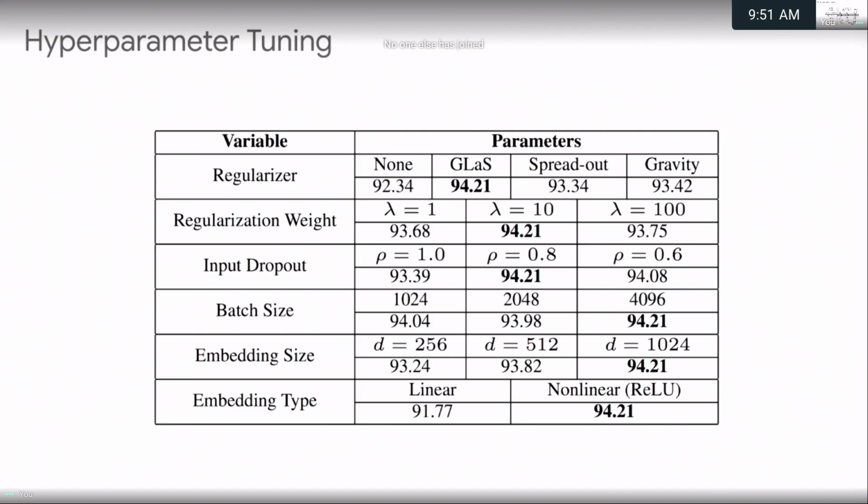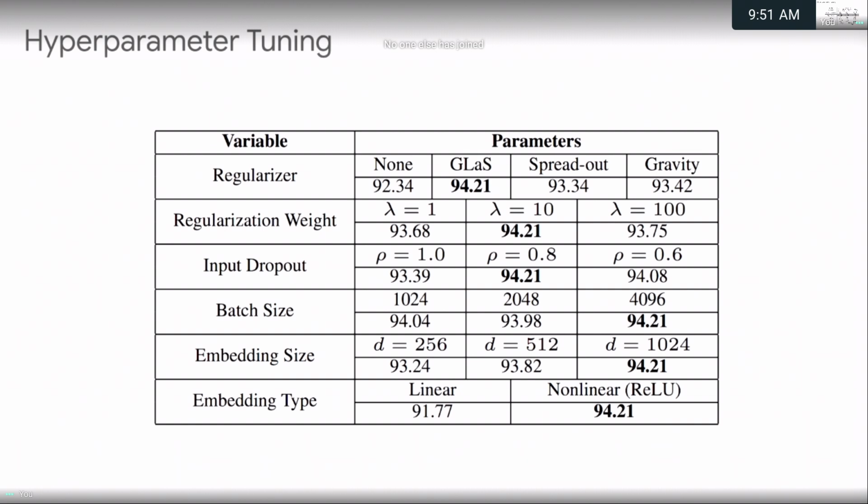So here is some hyperparameter tuning. I'll go over it quickly because we are running out of time. For the choice of regularizer, I talked about the spread out. If we only have a spread out, you see that our method outperforms it. If we don't have any regularization, you see the difference between our work and the non-regularized model. And then gravity is a previous work by Google published at ICLR last year. For regularization weight, you can see that it shouldn't be too large or too small. So lambda equals 10.